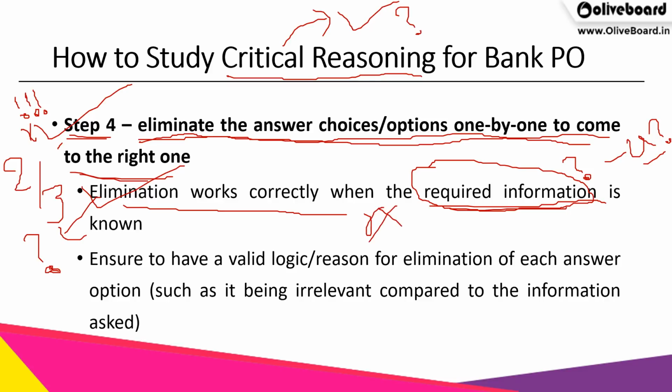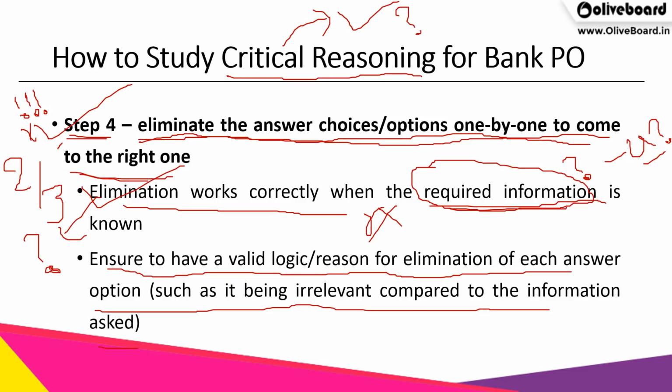And then you need to ensure that you have a valid logic or reason for elimination of each answer option, such as it being relevant to the information asked. As I told you, we have to eliminate, but we should not eliminate blindly. We have to eliminate thoughtfully. You should have a proper valid reason for why you are eliminating. What is your logic, what is your rationale, why are you eliminating? You cannot eliminate because it doesn't look good. You can eliminate only if it is irrelevant. If the answer choice has no relation to the information that was asked, only then you can eliminate, right? So please keep those two things in mind.